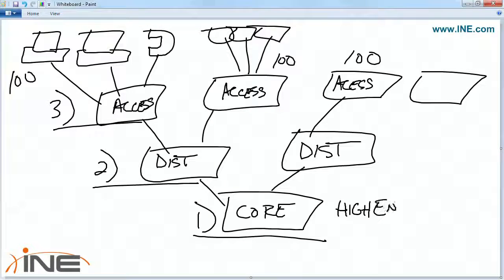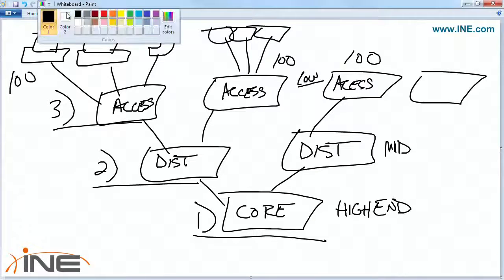So typically this is where you're going to see the real high-end devices. Distribution is where you may have somewhere between the mid-range and the high-end. The access layer switches, these are usually the low-end platforms, where they're not going to be running many services when we look at the software functionality of the switches.